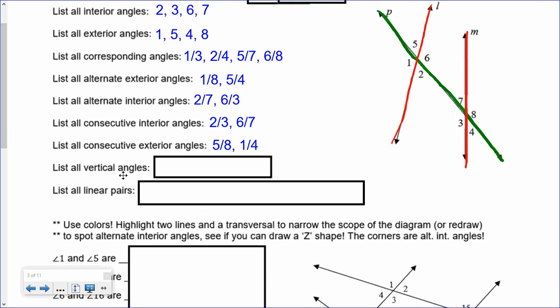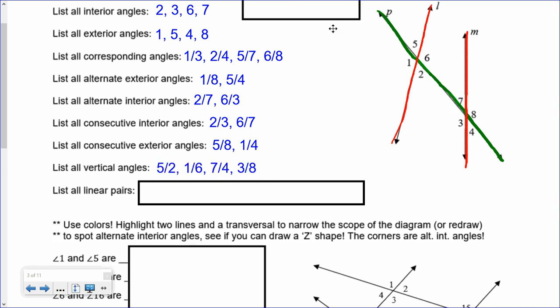We're going to revisit old relationships, all right? We're introducing new relationships now, but you still need to know supplementary, complementary, vertical, and linear pair. So if you look at your picture, you should know 1 and 6, 5 and 2, 3 and 8, 4 and 7. Those are all vertical. You should remember those relationships.